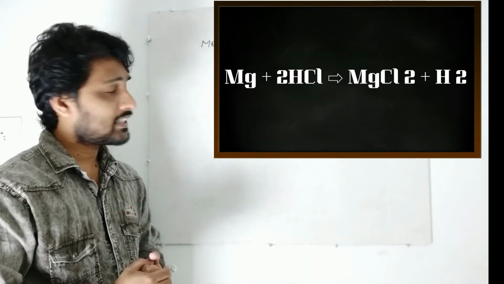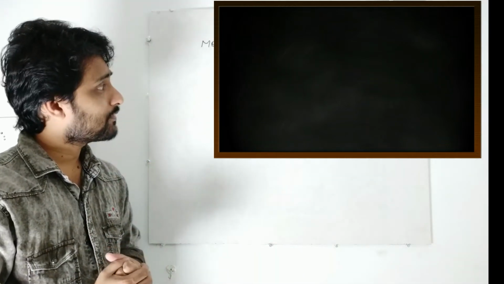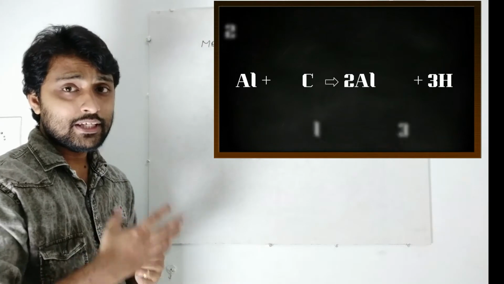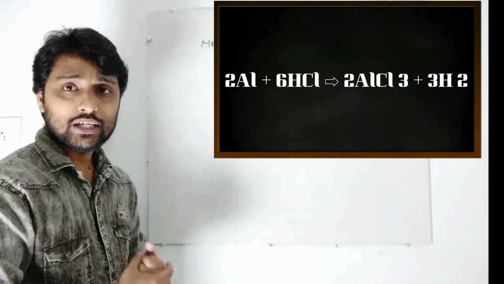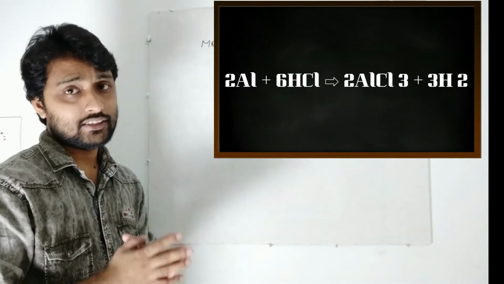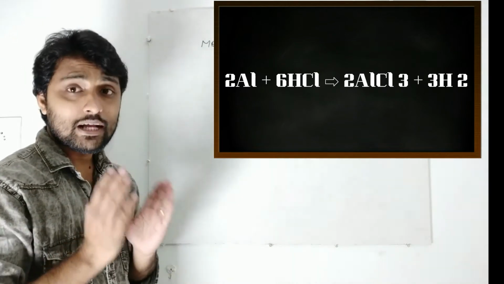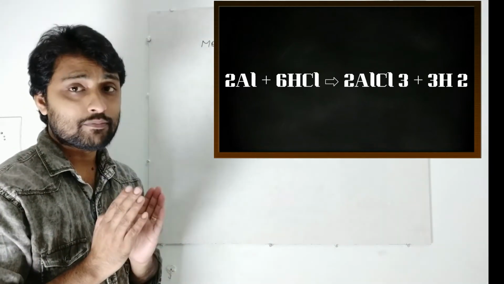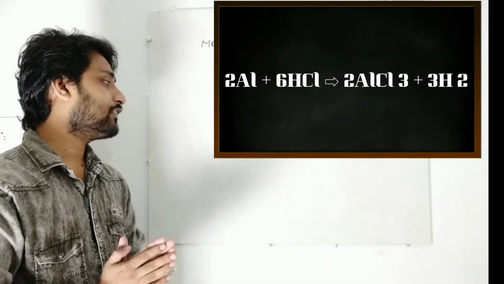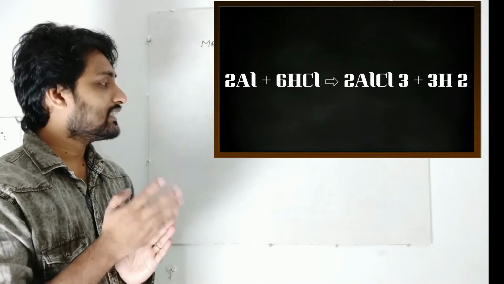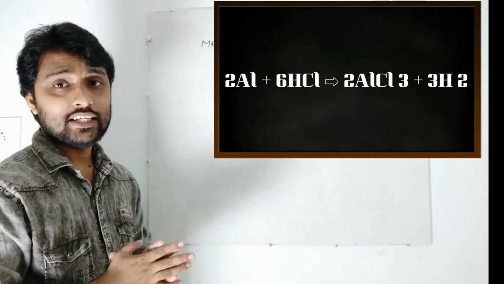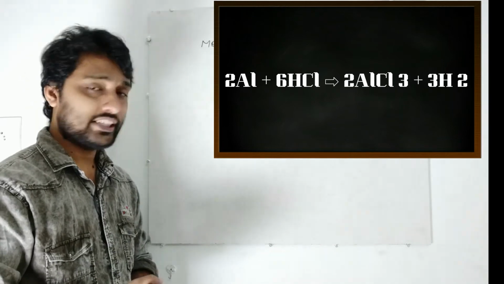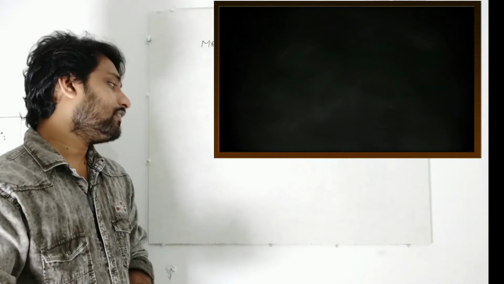Similarly, we can consider the next one, aluminium. If you put aluminium in hydrochloric acid, that will displace or remove hydrogen and combine with the chlorine and form aluminium chloride. So we can write the balanced equation: 2Al plus 6HCl gives 2AlCl3 plus 3H2. Clear? Next one, zinc.